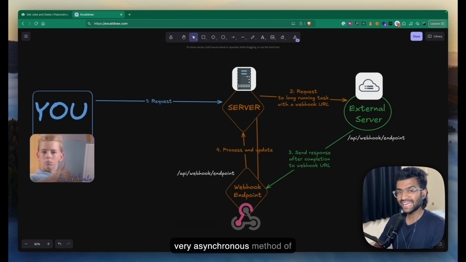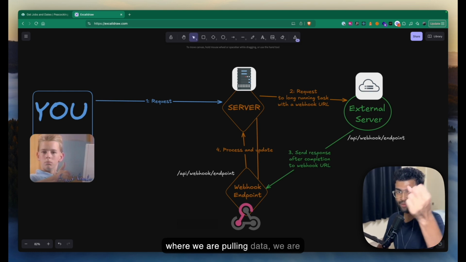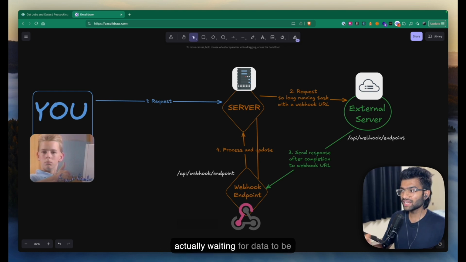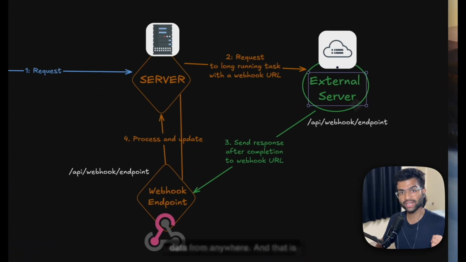So this is a very asynchronous method of actually going ahead and getting data from the external server. You'll hear a lot of people call webhooks reverse APIs. It is because here, unlike normal APIs where we are pulling data, we are actually waiting for data to be pushed onto a server from an external server rather than pulling data from anywhere.